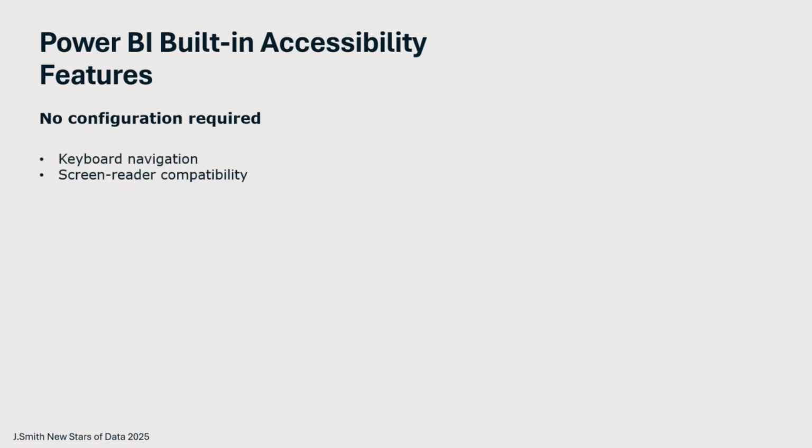Power BI enables the creation of more accessible reports through its built-in accessibility features. Some of these features do not require any additional configuration. So from the development side, we don't need to do much, but we need to let our users know that those functions are available and they can make use of them. So keyboard navigation and screen reader compatibility are compatible with Power BI by default. And every object in Power BI that has keyboard navigation is compatible with screen readers.